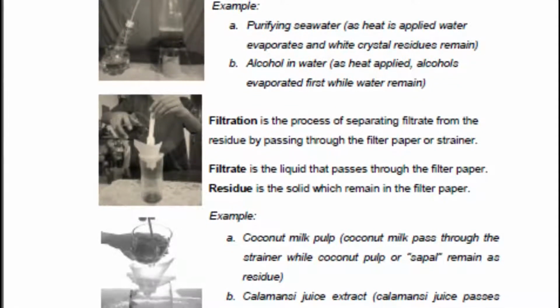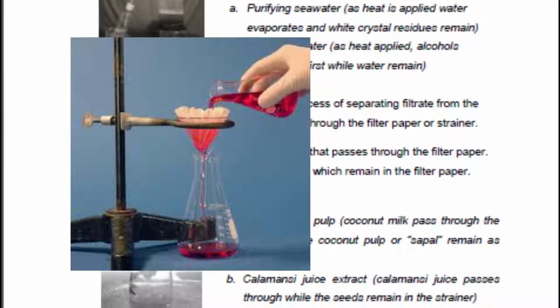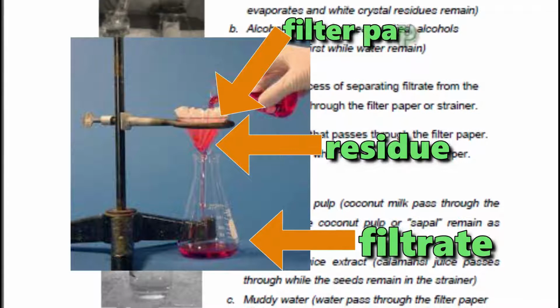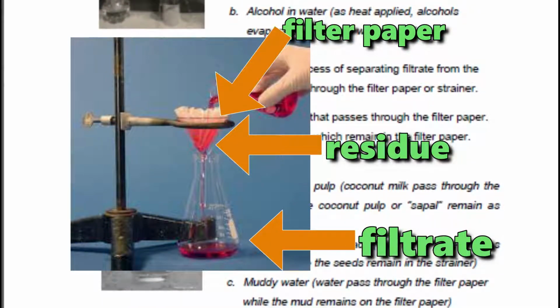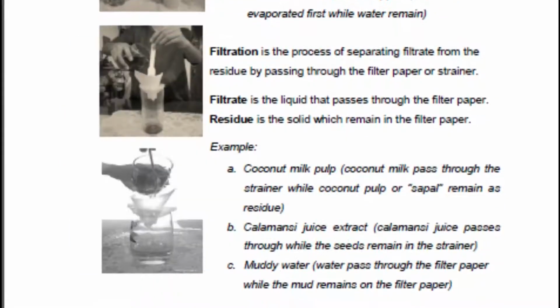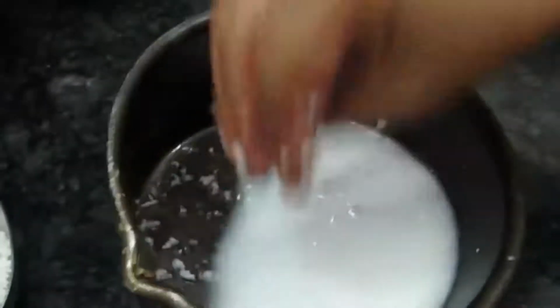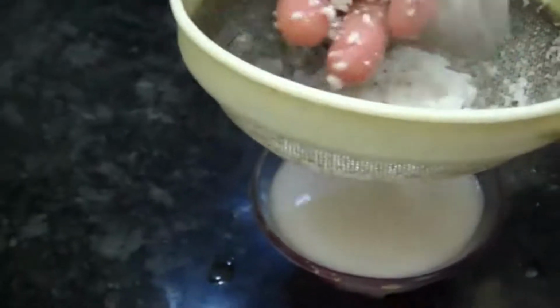The next way, or the third way, is filtration. This is the process of separating filtrate from the residue by passing through the filter paper or strainer. Filtrate is the liquid that passes through the filter paper, and the residue is the solid which remains in the filter paper. For example, when we are cooking biko, we separate coconut milk from the coconut pulp. Coconut milk passes through the strainer while coconut pulp or the sapal remains.